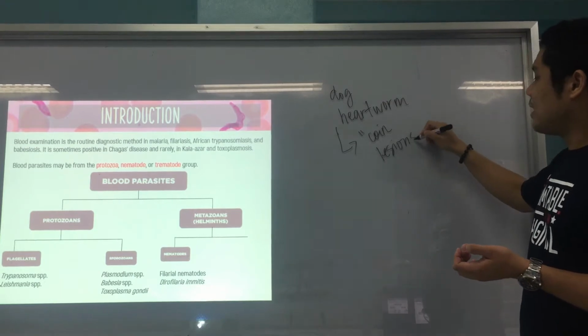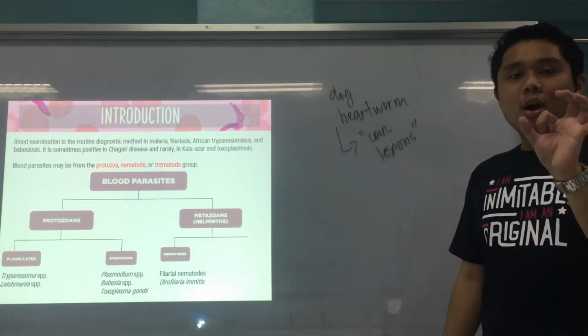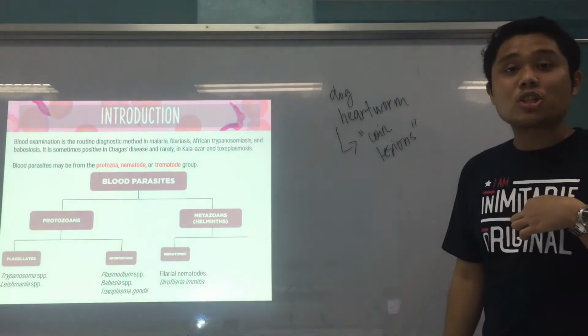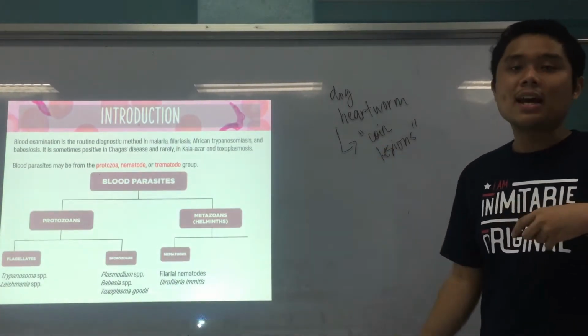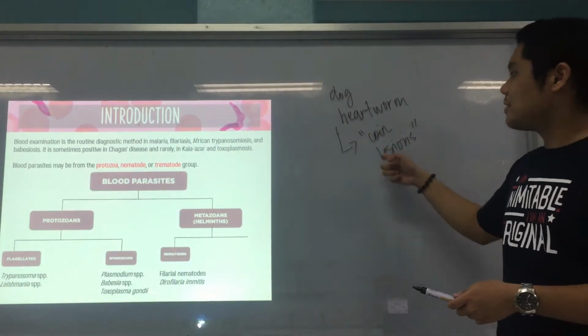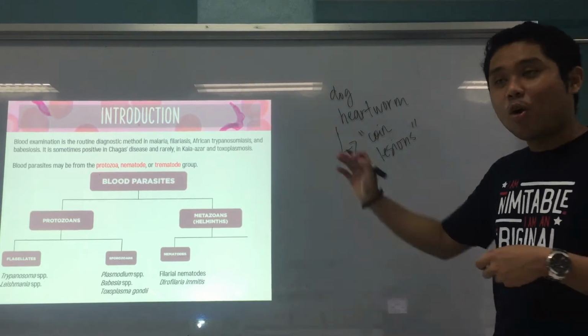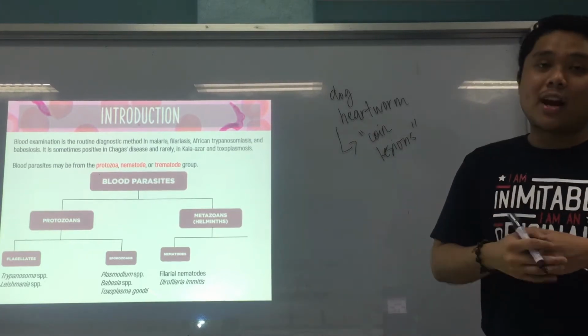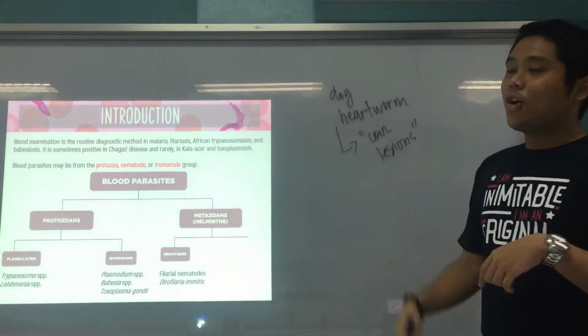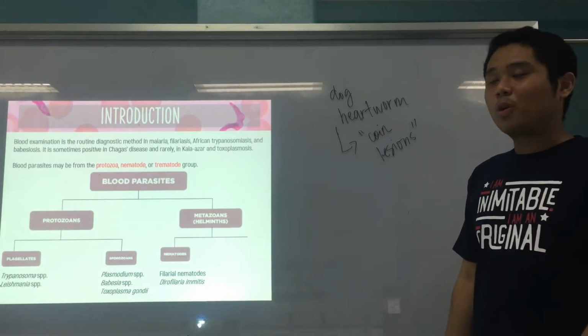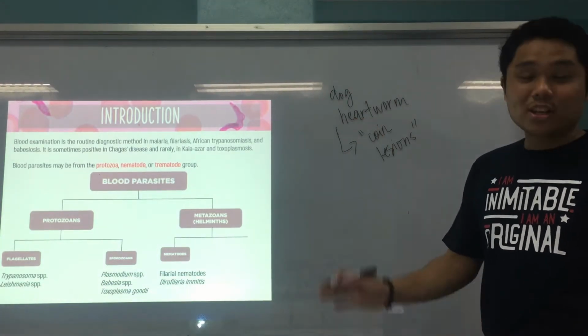Coin lesions in the lungs. So the lungs will have lesions in the shape of coins. The lungs will have lesions similar to coins. Coin lesions in the lungs, Dirofilaria immitis, also known as your dog heartworm. Okay, alright. So those are for the nematodes.